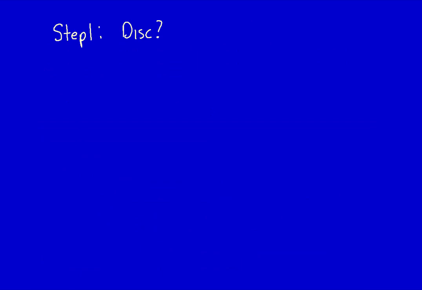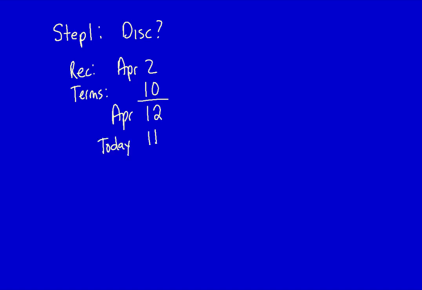Step 1. Do we get the discount? Remember that we received the inventory on April 2nd, and the terms are 2/10, net 30. That means we have until April 12th to take the discount. What is today's date? April 11th, so we can take the discount.